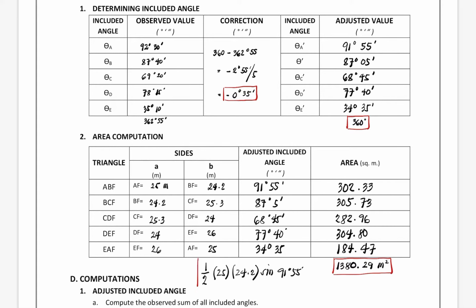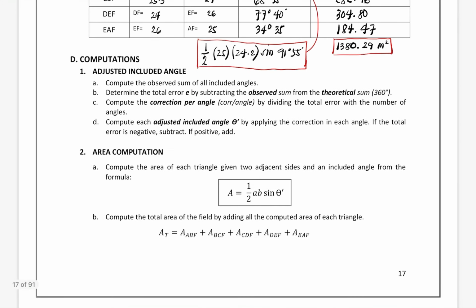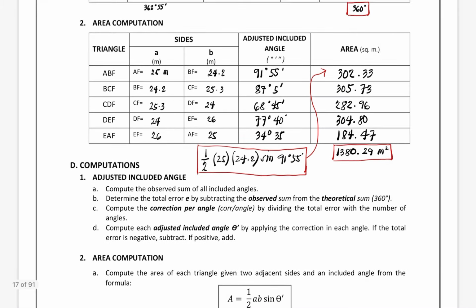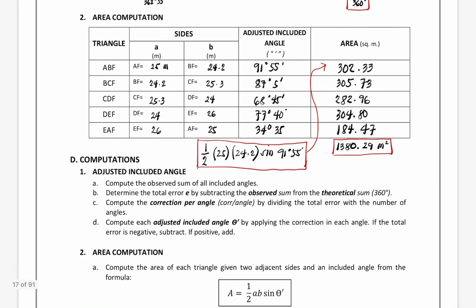This solution goes to this one. So you have your area, and then you compute another one. Your total area is equivalent to 1380.29. Since you have the total area computation, this is the area of the lines ABF.